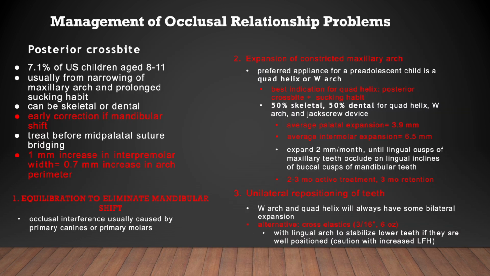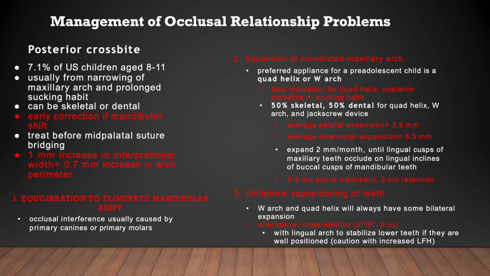Now, management of occlusal relationship problems, we're going to touch on that aspect now. So, in a posterior crossbite, we know that in the book it mentions 7.1% of US children aged 8 to 11 are affected. So, this is usually due to a narrowing of the maxillary arch and could be due to a prolonged sucking habit. It's very important for you to rule out whether this posterior crossbite is skeletal or dental. And as we stated earlier, early correction if there's a CRCO shift. Ideally, you want to treat this posterior crossbite before the mid-palatal suture bridging, so you can use expansion appliances.